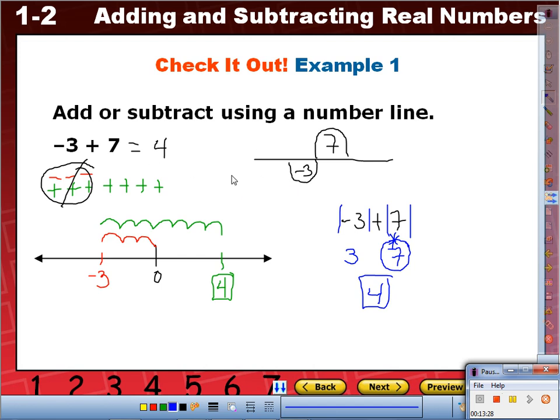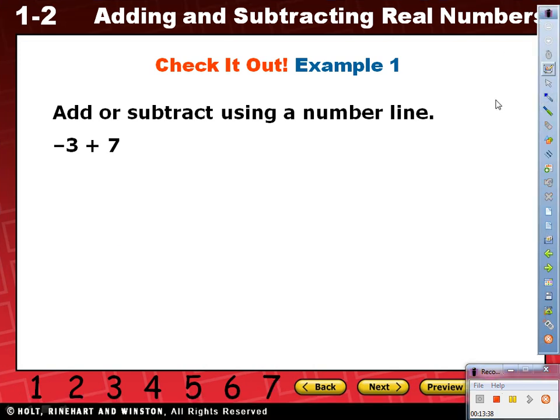Questions, comments, autographs for this one? We're good? All right, let's move on. Example number 2. Let's see if we can do this one together. It says, add or subtract using the number line, and they give us -4 plus -7. -4 plus -7. Copy that, please, and we're going to do it together. Hurry up.